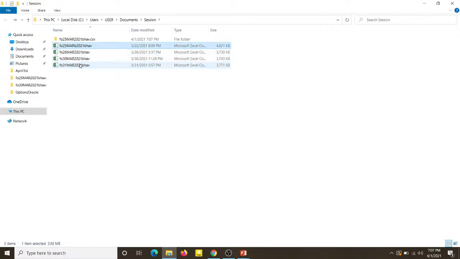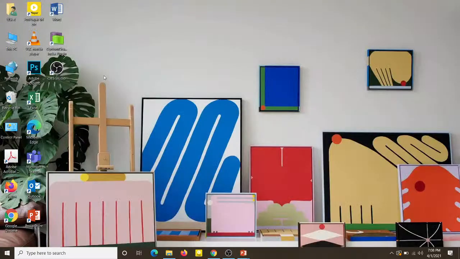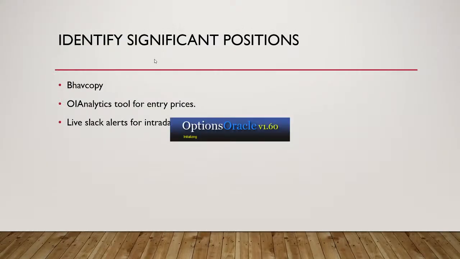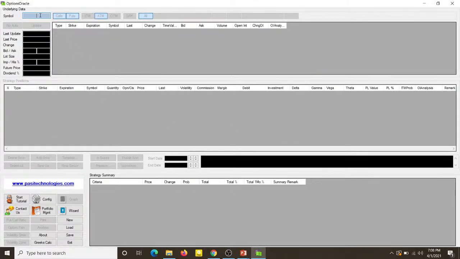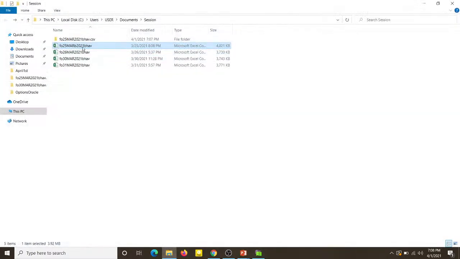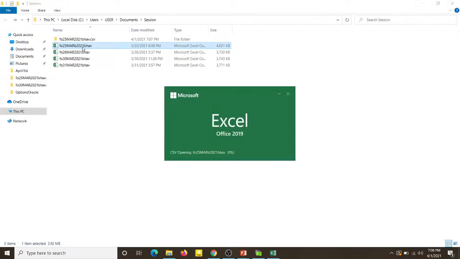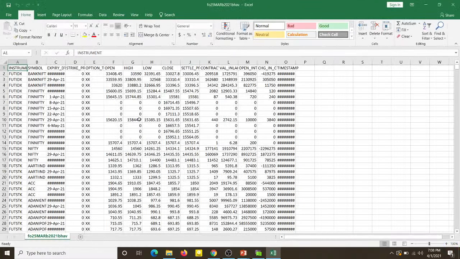Now we'll first check the 25th March, and along with this we'll also add positions simultaneously in the strategy builder. I'll open that strategy builder software, which is available for free. You can download it online; it is the Options Oracle India plugin. Here I'll just give Nifty. Now let me check the 25th March data. Meanwhile the software opens. So this is the file of 25th March, which is the monthly expiry day.